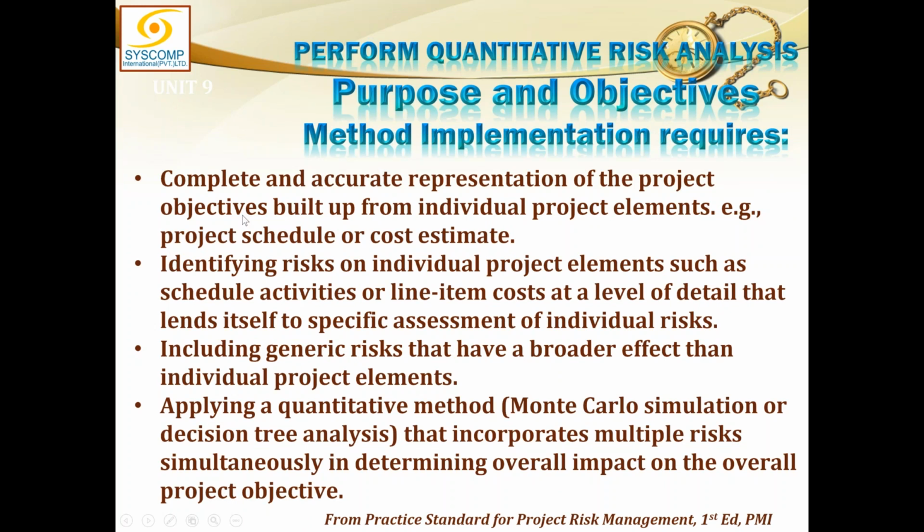Method implementation requires complete and accurate representation of the project objectives built up from individual project elements, project schedule and cost estimate, etc. Identifying risk on individual project elements such as schedule activities or line items. You see, the PERT data are 3-point estimates we have taken from the individual activities and converted into a Monte Carlo analysis, including generic risks that have broader effect than individual project elements, and applying quantitative methods like Monte Carlo and decision tree analysis that incorporate multiple risks simultaneously in determining overall impact on the overall project objective. The only method left to discuss is decision tree analysis, which I'll be discussing a bit later.